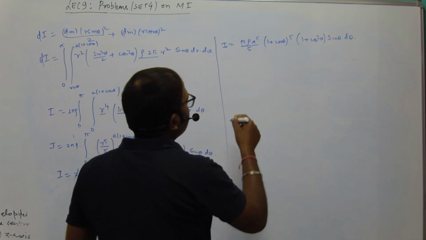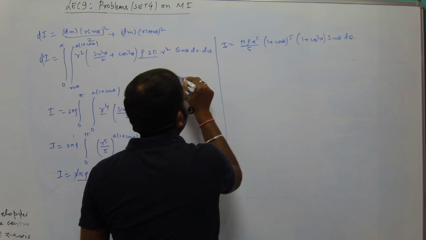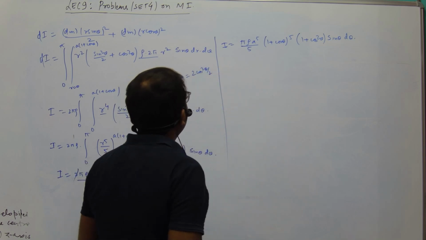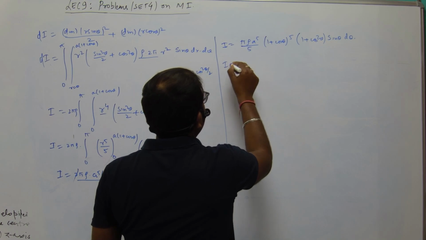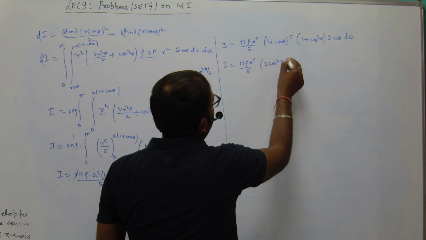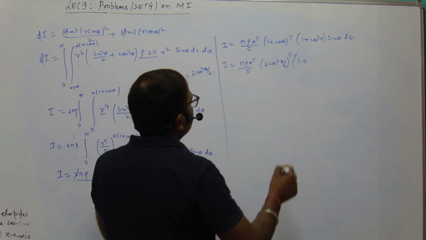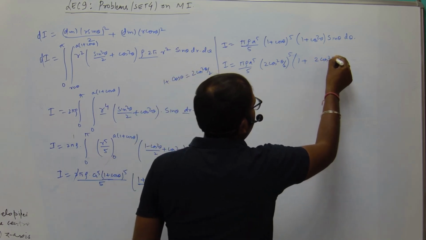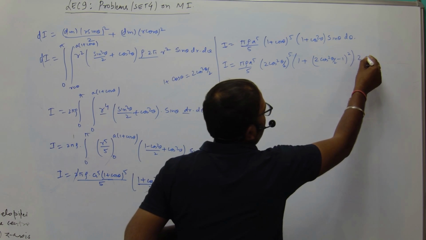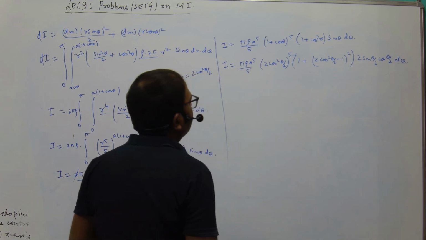Okay, so let us place the value here. We have 1 plus cos theta is equal to 2 cos square theta by 2. So I is equal to pi rho a5 upon 5, and this is (2 cos square theta by 2) whole 5 into, 1 plus cos theta we can write as 1 plus (2 cos square theta by 2 minus 1) whole square, into sin theta, which is 2 sin theta by 2 cos theta by 2, into d theta. Okay, so let us further expand this.